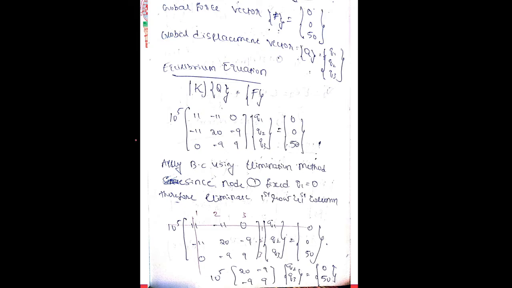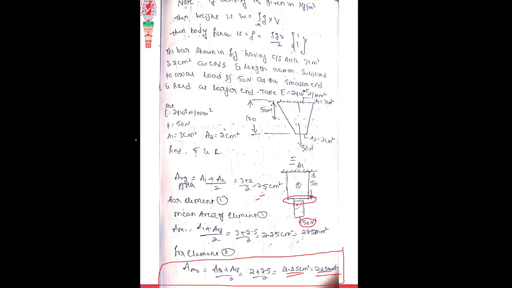All of you have done the global stiffness matrix? Okay. What is the next step? Body force factor. Global stiffness, global force vector and global displacement vector. Let me take the global force vector. Which type of force is acting here?